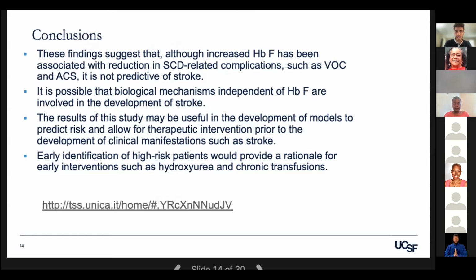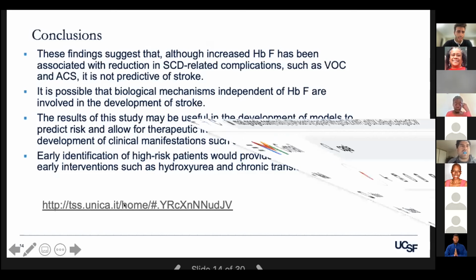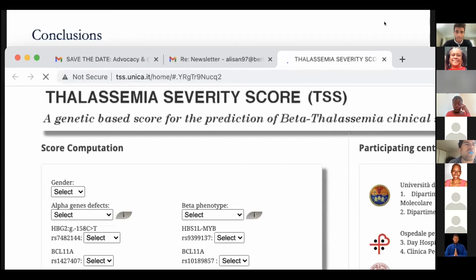Hydroxyurea is a medication that increases fetal hemoglobin values. So this is the main medication right now for sickle cell disease, to increase fetal hemoglobin values, since the normal hemoglobin is defective, right? So that's kind of what it is. And I want to show you guys this right here, okay?